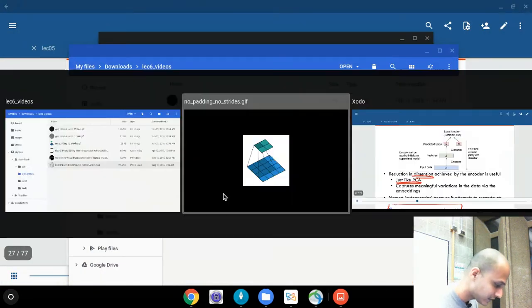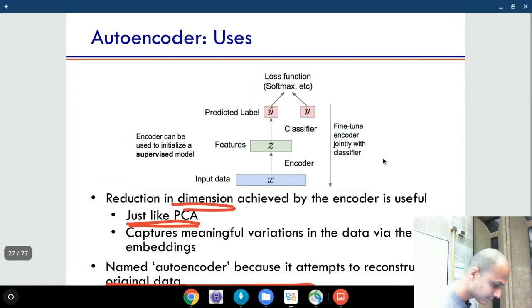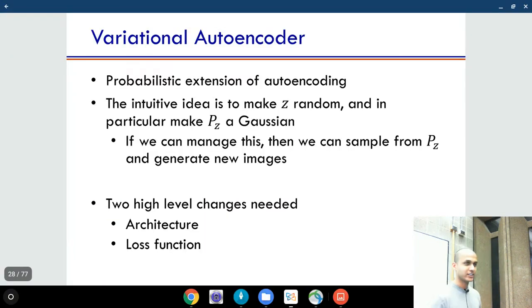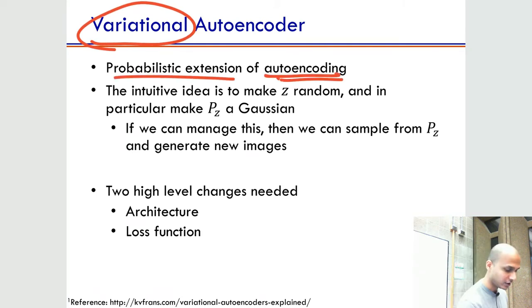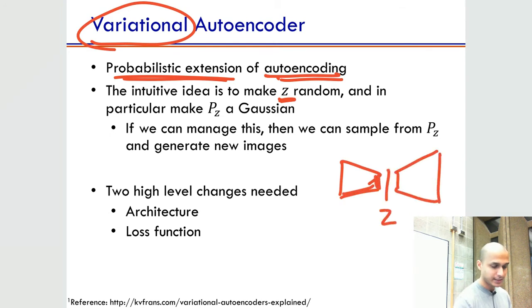Anyway, let's get to the variational autoencoder, which is our first cut at generating samples. We need to demystify what is meant by variational. It's also a probabilistic extension of autoencoding, which means that there's going to be some sampling, some randomness involved. The idea is to make Z random. What was Z? Remember, autoencoder had 2 parts, right? So encoder, people draw it this way, but the Z over here was fixed.